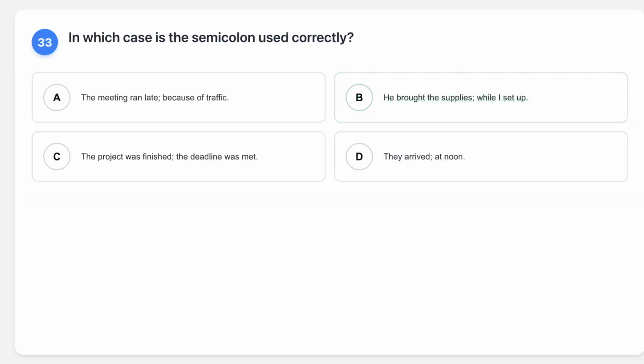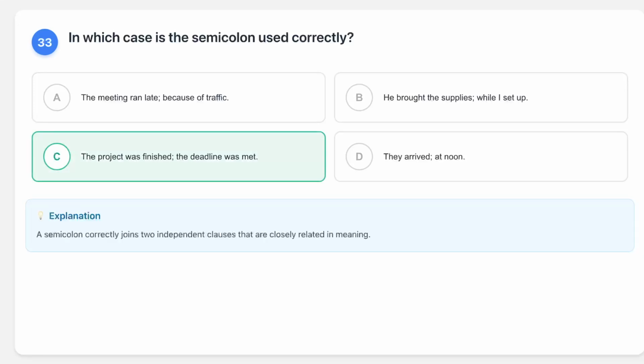Question. In which case is the semicolon used correctly? Option A. The meeting ran late, because of traffic. Option B. He brought the supplies, while I set up. Option C. The project was finished, the deadline was met. Option D. They arrived, at noon. Explanation. A semicolon correctly joins two independent clauses that are closely related in meaning.